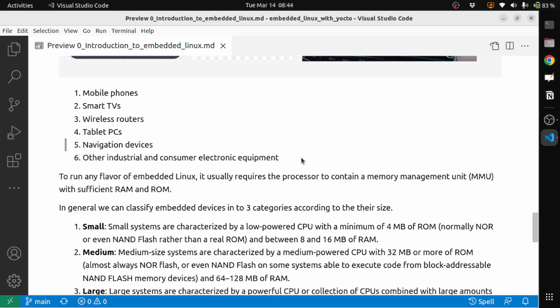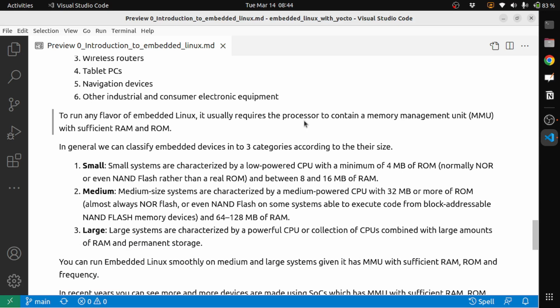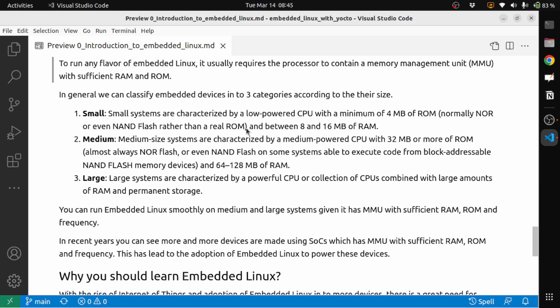Well, to run any flavor of embedded Linux, it usually requires the processor to contain a memory management unit with sufficient RAM and ROM. So in general, we classify embedded devices in three categories according to their size. The first category is small. Small systems are characterized by a low powered CPU with a minimum of 4 MB of ROM, normally NOR and NAND flash rather than a real ROM, and between 8 and 16 MB of RAM. So these are considered small devices.